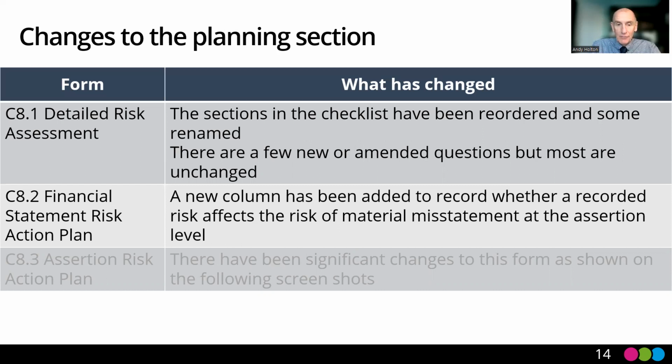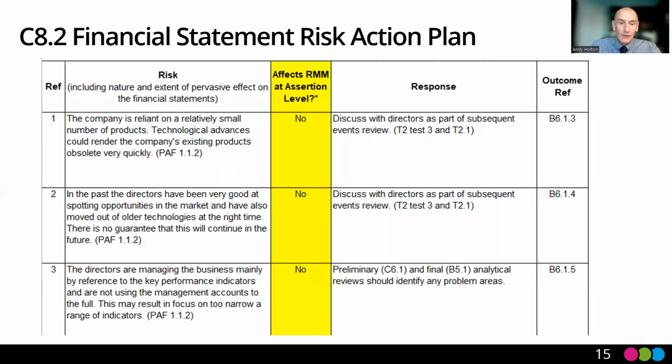So for financial statement level risks, a new column has been added to record whether risks at the financial statement level actually have an impact at the assertion level. And you can see that on this slide, the new column has been highlighted. So this just makes it clearer where a financial statement level risk actually has an impact at the assertion level and would therefore flow through, depending on which assertions it hits, into the assertion level risk assessment on C8.3.